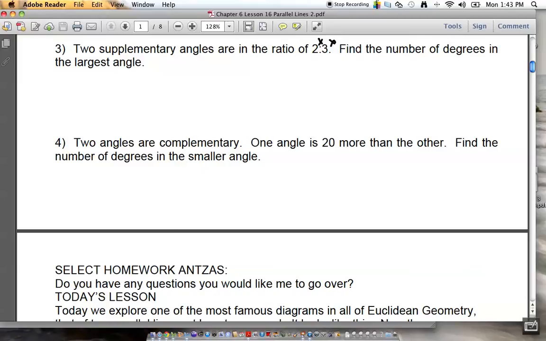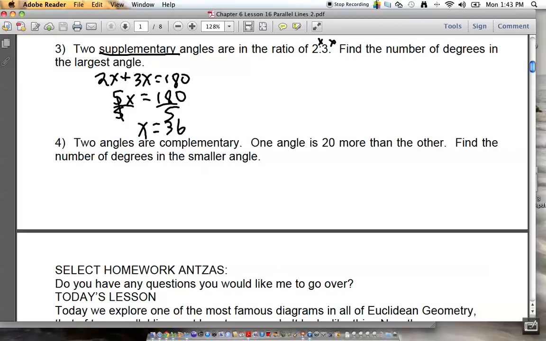And since they are supplementary, what do you know about them? Hey, what's supplementary mean again, guys? They add up to 180. So the 2x plus the 3x has to add up to 180 degrees. 2x's plus 3x's is 5x's. 5x equals 180. Divide by 5. X is 36.